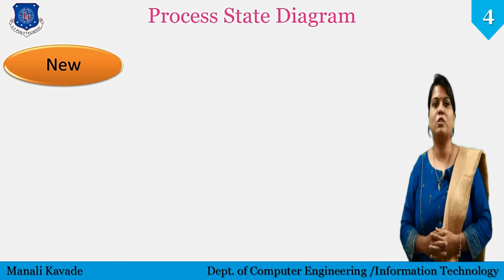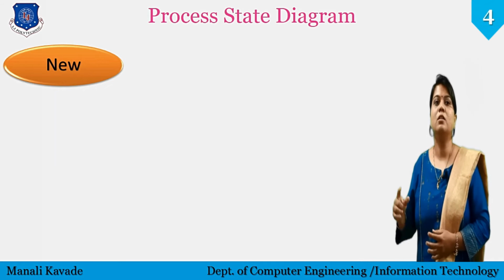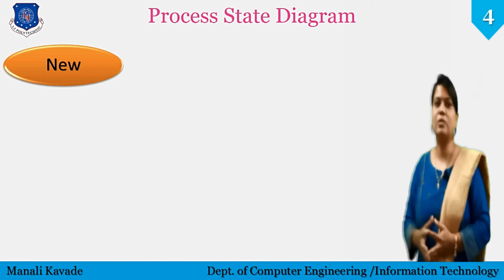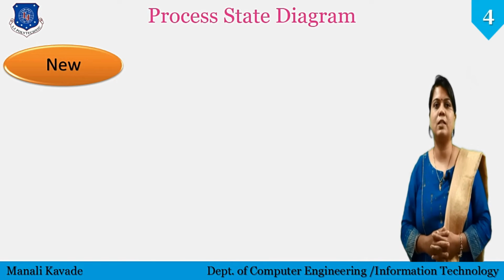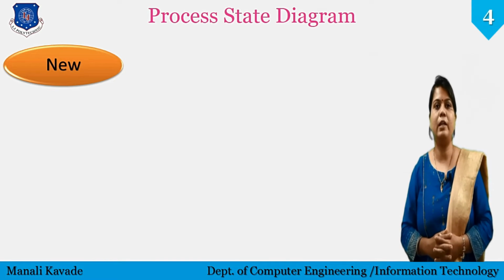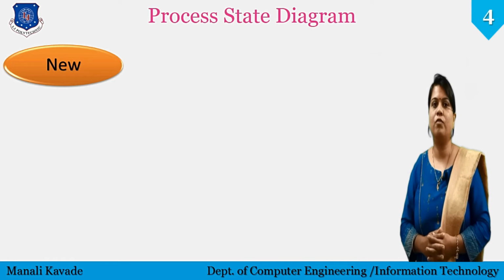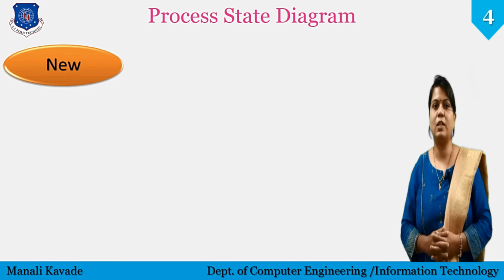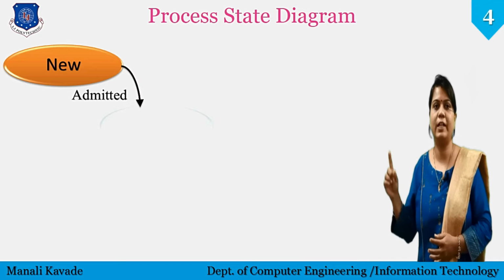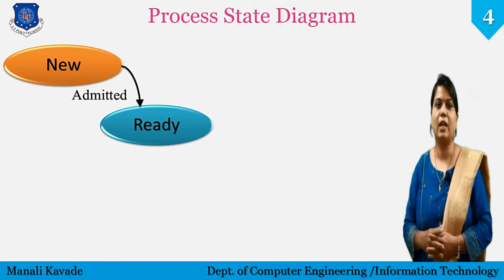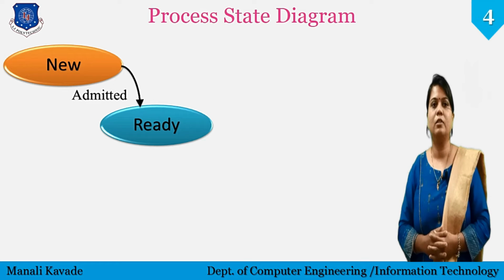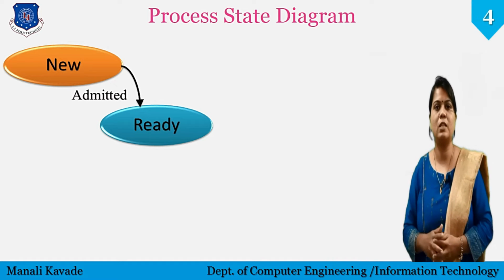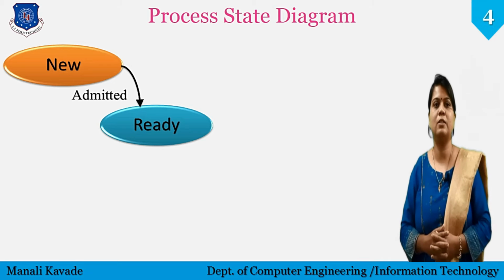whenever any process is created, it enters into the first state, that is the new state, as you can see over here. Then after, whenever any process gets memory and it is ready for execution, the process will enter into ready state, as you can see over here. At any instance of time, there can be more than one process present in this state, that is the ready state.